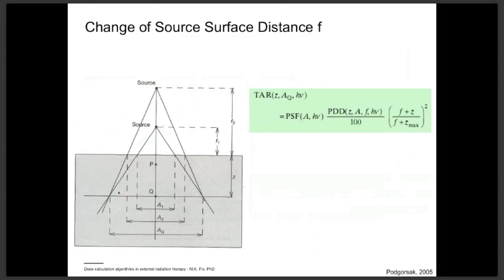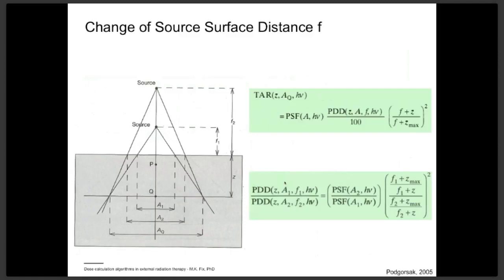In this situation, the tissue air ratio is going to be the same, it will cancel out, but the peak scatter factor has a change in the field size on the surface, so this will remain in the formula, and the ratio of the PDDs, now with different field size as well as different source to surface distances, will depend on the ratio of the peak scatter factor as well as on the change in the inverse square law.